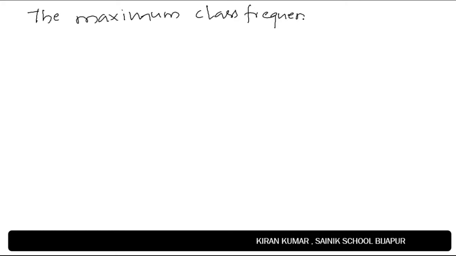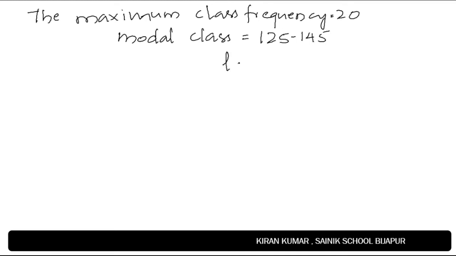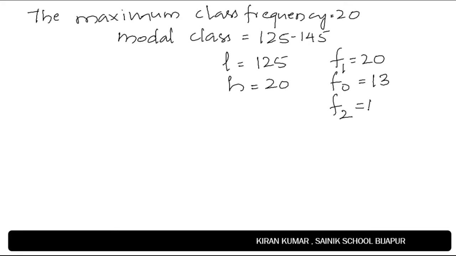For that, we need to identify the maximum class frequency. The maximum class frequency is 20. So the modal class is 125 to 145. Therefore, the lower limit of the modal class is 125. The class size is 20 here. Frequency of the modal class is 20. The frequency of the class preceding the modal class is 13. Frequency of the class succeeding the modal class is 14.